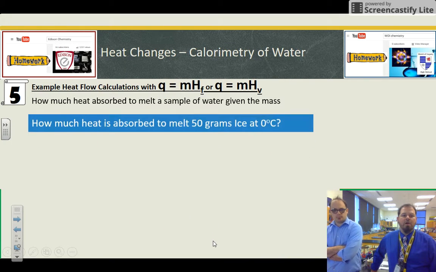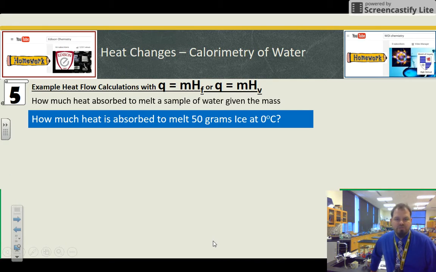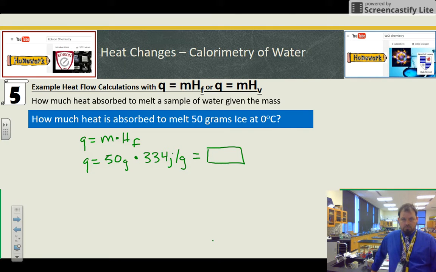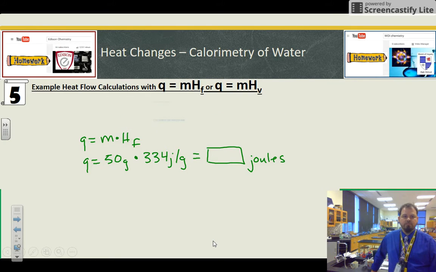How much heat is used to melt? Right off the bat, melt is H sub F. So we need to put in the right equation because that is going to be a different value. This one's a little bit easier because it's just grams, 50, times 334, which is my H sub F. You tell me what the answer is, you have to calculate. Good. Moving on because we're going to try to make this next one quick.